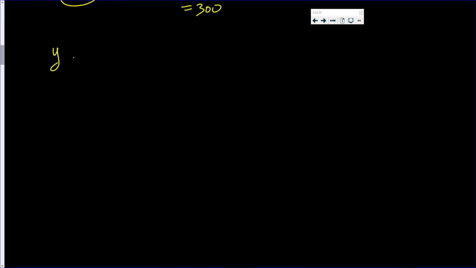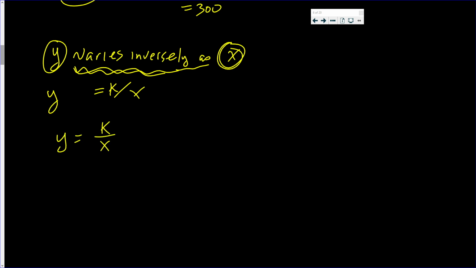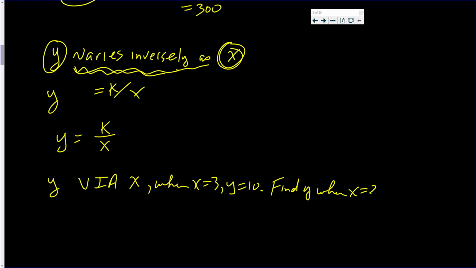Now, if they tell you y varies inversely as x, this means k over x. So y equals k over x. That is, y is equal to k over x. So if y varies inversely as x, when x is 3, y is 10. Find y when x is 20.